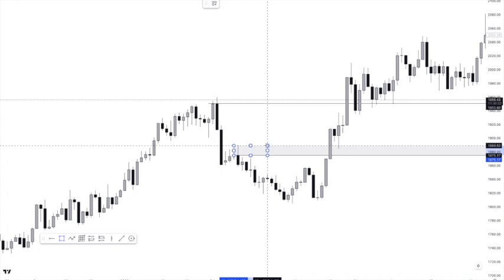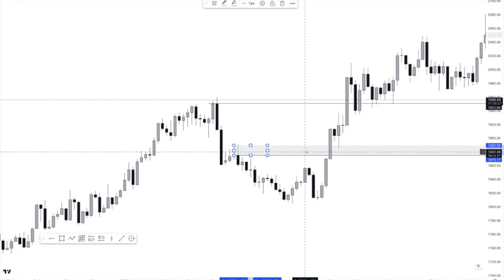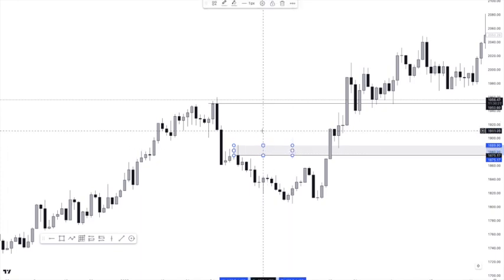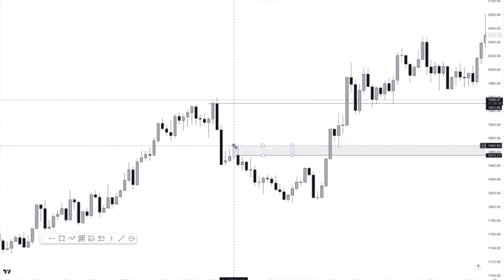So in cases you can mark the zones like this, so you can spot when price comes in between it. But me, I prefer to mark the lines.